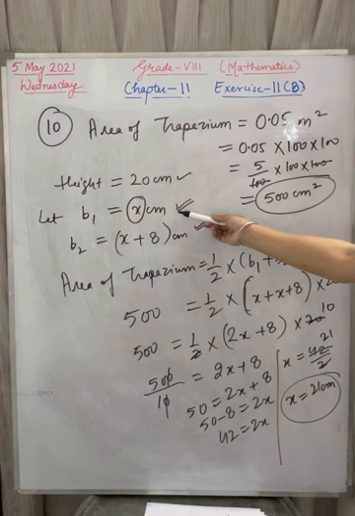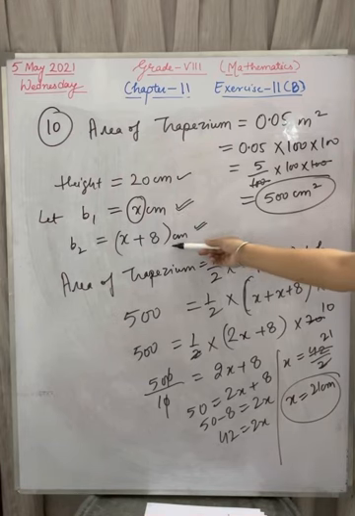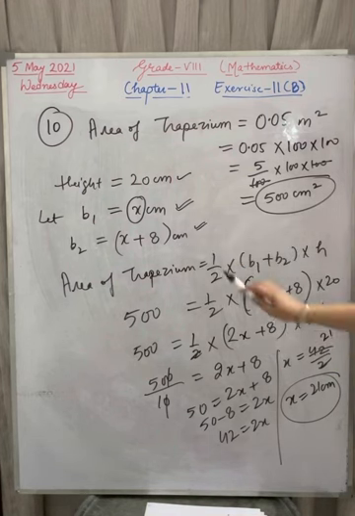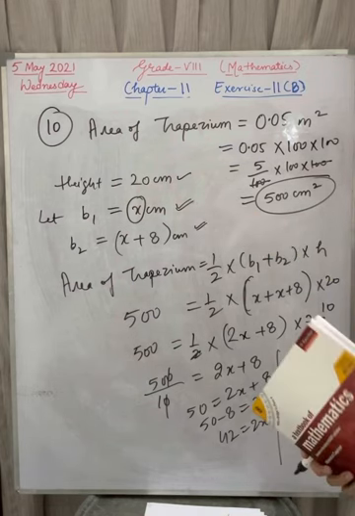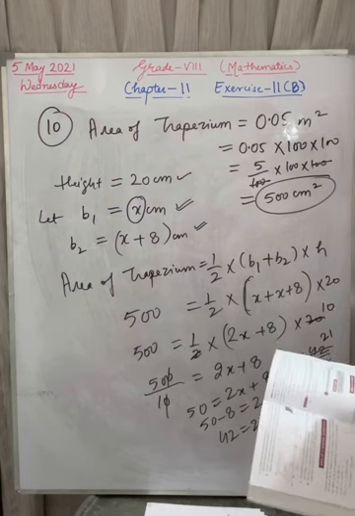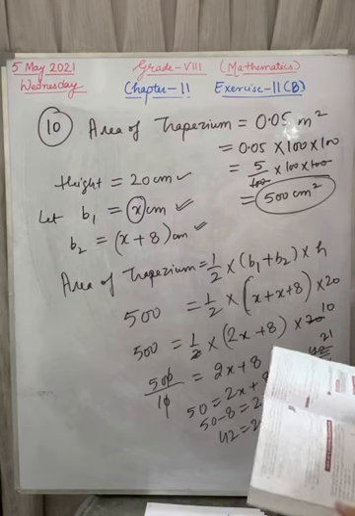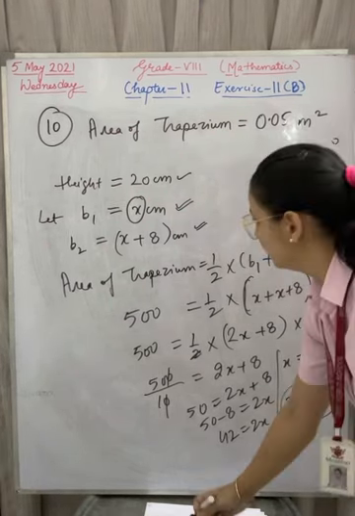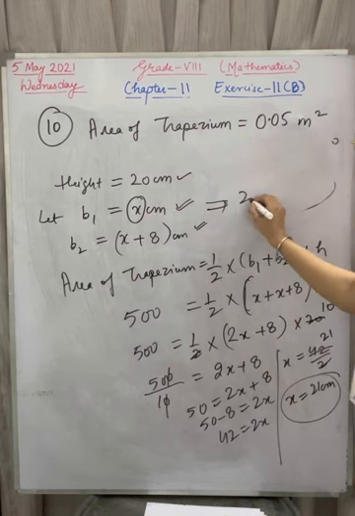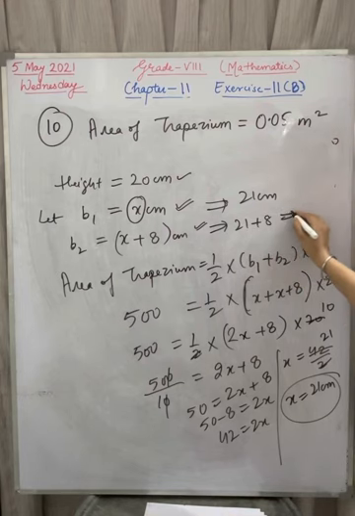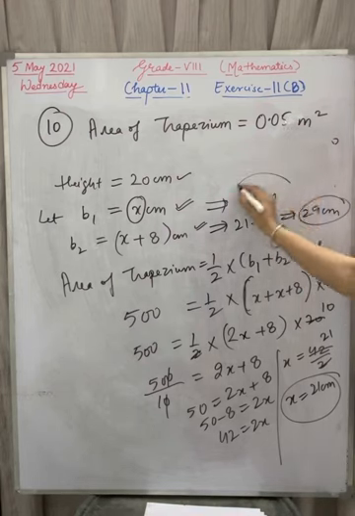Now x is 21 and B2 will be 21 plus 8, that is 29. Okay. So in this way you will get both the parallel sides, because the question was to find the length of the parallel sides. I'm writing here: B1 equals 21 centimeter and B2 equals 21 plus 8, that is 29 centimeter. These two are the answers.